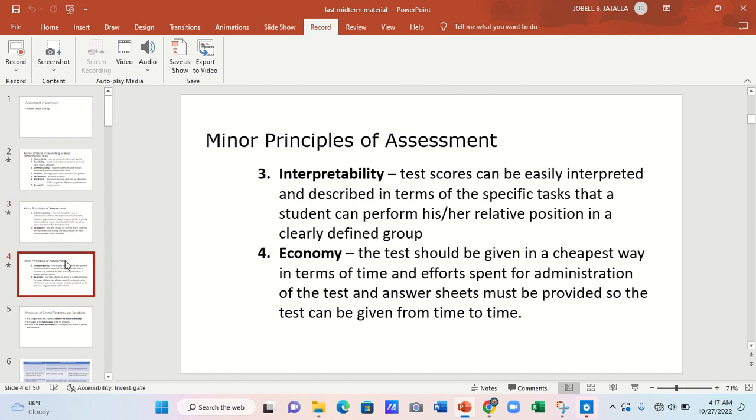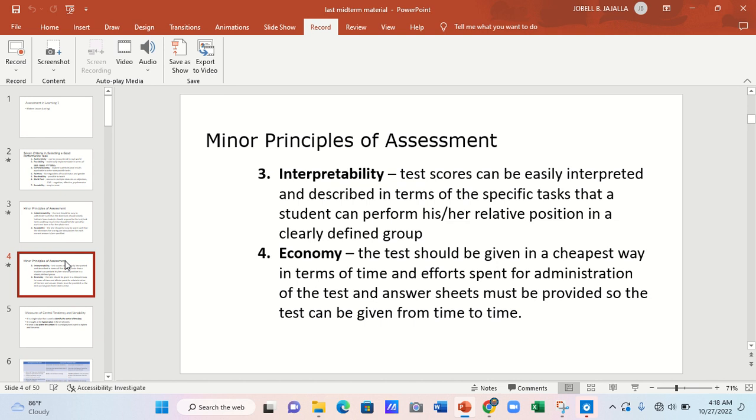Now for number 3, interpretability. Test scores can be easily interpreted and described in terms of the specific tasks that a student can perform, or his or her relative position in a clearly defined group. So dali siya i-interpret. Through the particular test scores na gihatag sa particular test, ma-determine nato kung aha ang standing sa students in relation sa position sa clearly defined group.